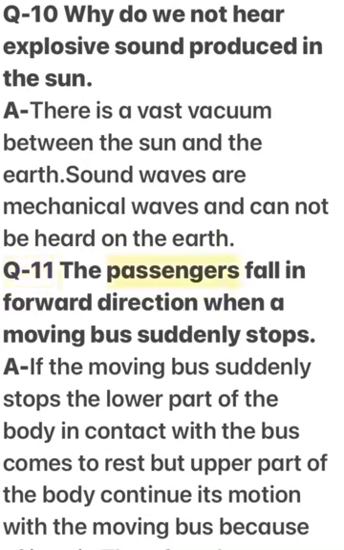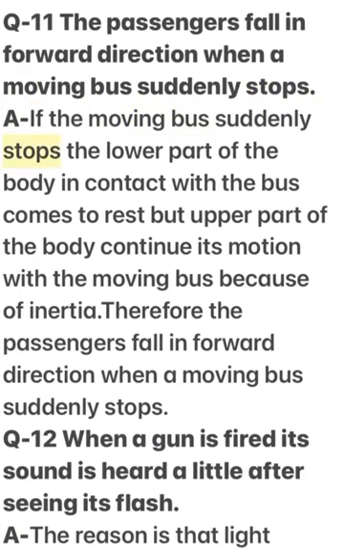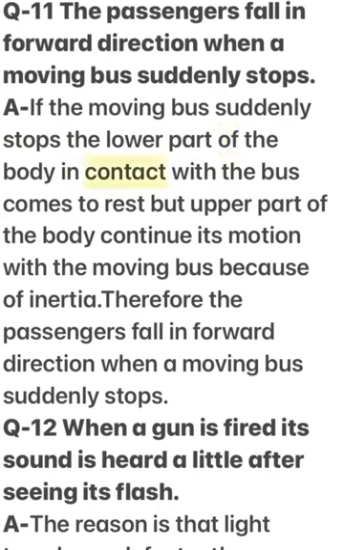Q11: Why do passengers fall in the forward direction when a moving bus suddenly stops? A. If the moving bus suddenly stops, the lower part of the body in contact with the bus comes to rest, but the upper part of the body continues its motion with the moving bus because of inertia. Therefore, the passengers fall in the forward direction when a moving bus suddenly stops.